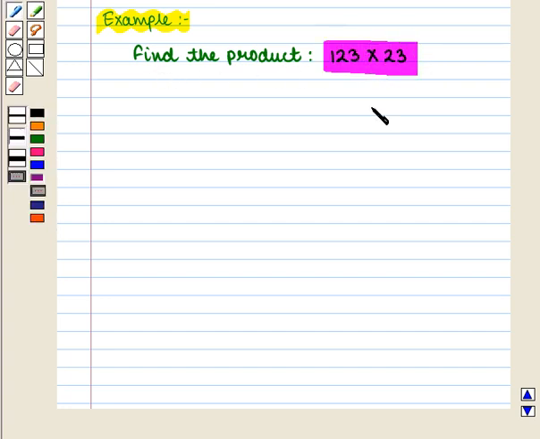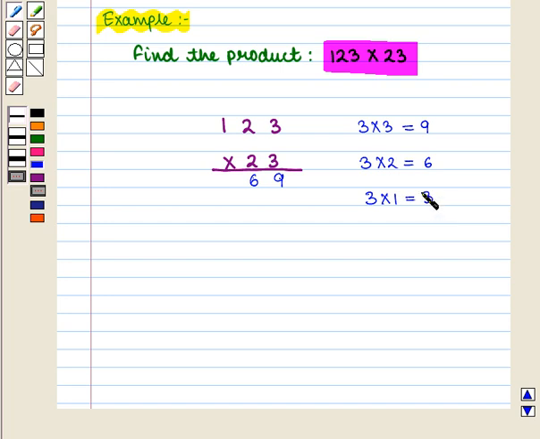123 into 23. So we first write the number 123 and below it we write 23. So we start from right. 3 into 3 is equal to 9. So at units place, we write 9. Then 3 into 2, that is 6. So at tens place, we write 6. And then 3 into 1, that is 3. So at hundreds place, we write 3.